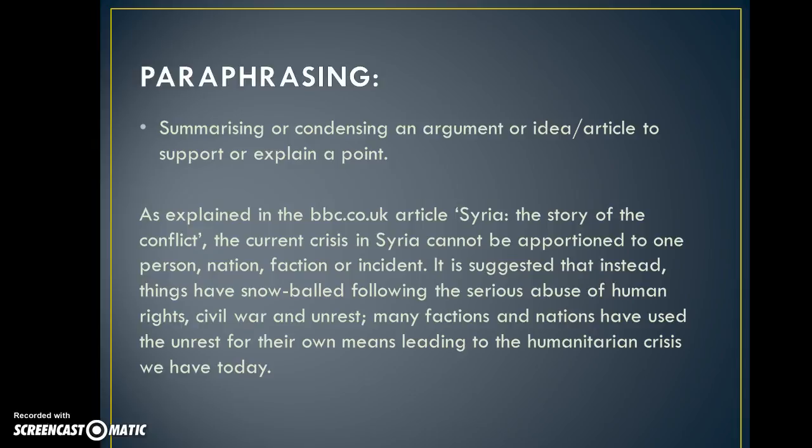So my example is, as explained in the bbc.co.uk article, Syria, the story of the conflict, the current crisis in Syria cannot be apportioned to one person, nation, faction or incident. It is suggested that instead, things have snowballed following the serious abuse of human rights, civil war and unrest. Many factions and nations have used the unrest for their own means, leading to the humanitarian crisis we have today. So I've just basically summarised what was quite a long, lengthy article into a couple of sentences.